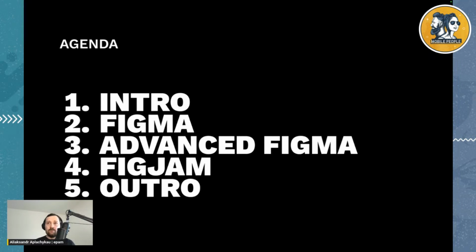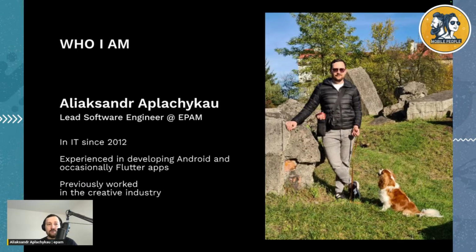So let's begin with self-introduction. Who am I? My name is Aplachikov Alexander. I'm a mobile developer with experience in Android and Flutter. So I have some background in design also. And this on the picture is me. This is my dog Happy. And the ruins behind me, this is my last project.